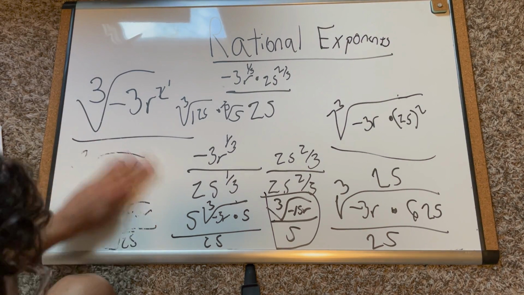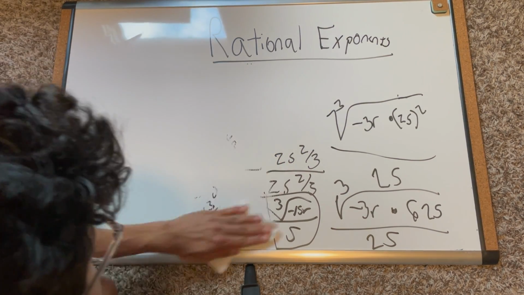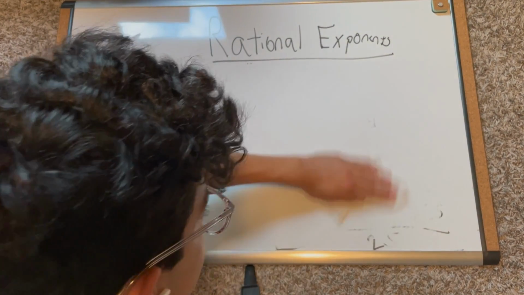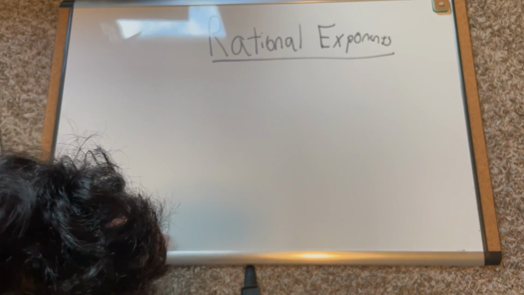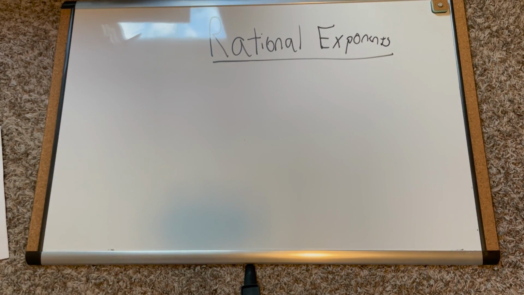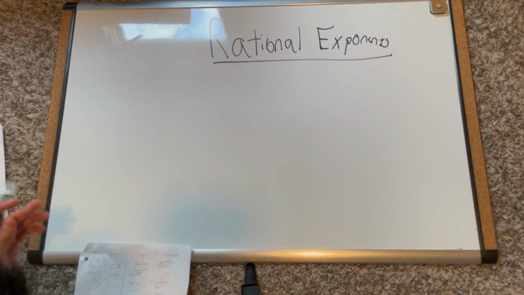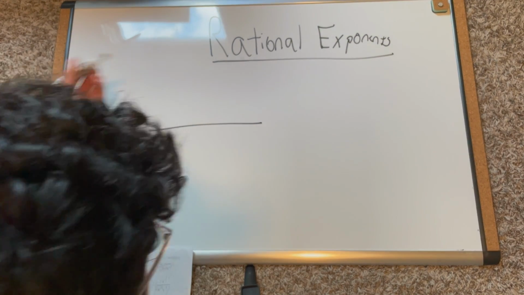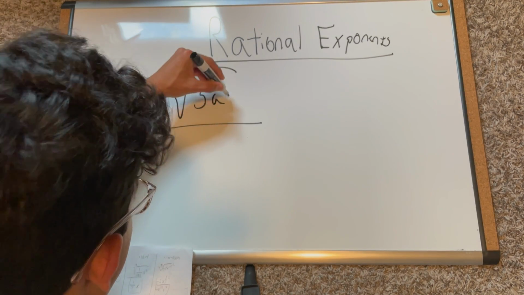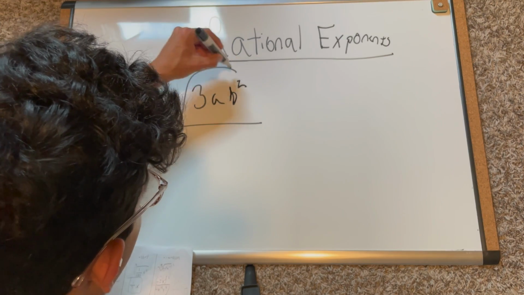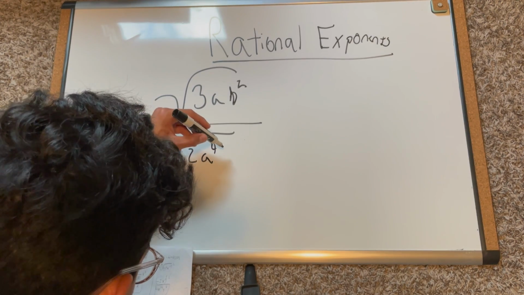And now we have one more problem. I would definitely recommend to remember all of the cubes, all of the fourths, all of that stuff. So the next problem is the same thing. They both are square rooted by the same radical and the same number. Okay, so we have the square root of 3ab squared over the square root of 2a to the fourth b.